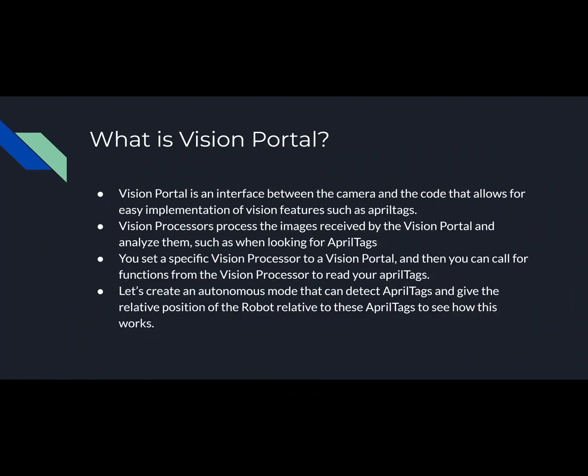So to get started, we have to use something called Vision Portal, which is something created by the nice people at FTC, which makes interacting with our camera a lot easier. So a Vision Portal is, as the name suggests, an interface between the camera and the code that allows for an easy implementation of vision features, such as AprilTags. Now, vision processors process the images that are received by the vision portal and analyze them, such as by searching for AprilTags, right? So now that we know this, let's start working on the code to create a sample vision portal and vision processor.